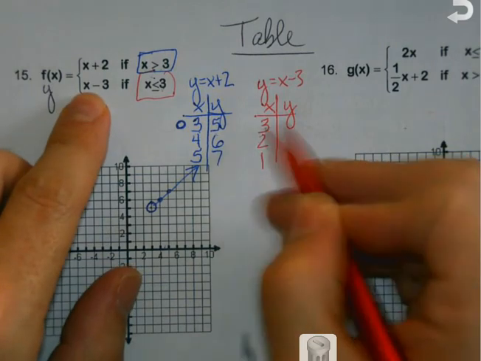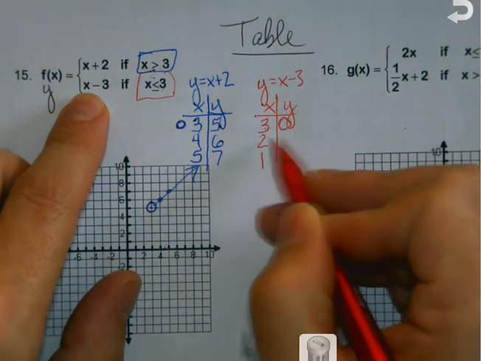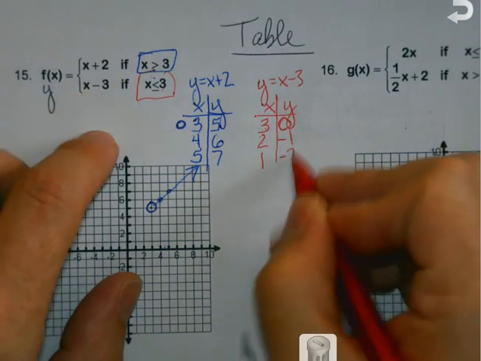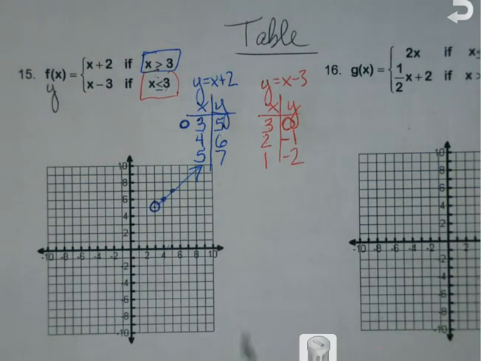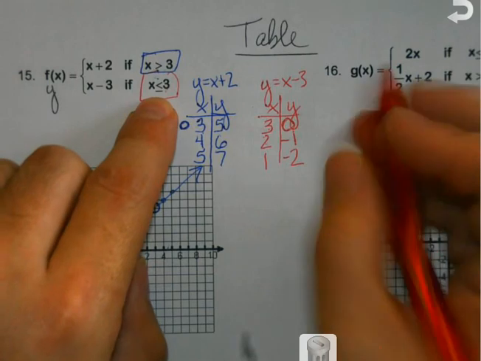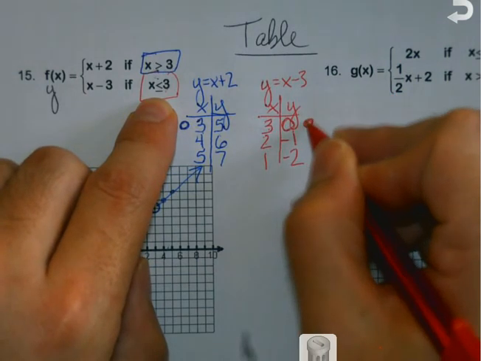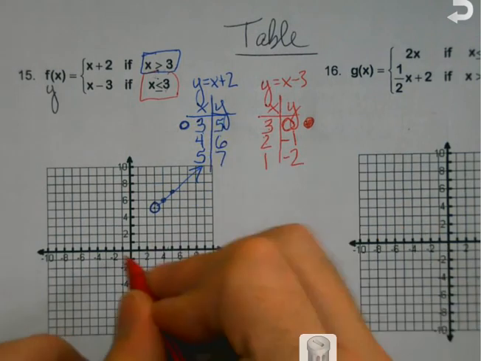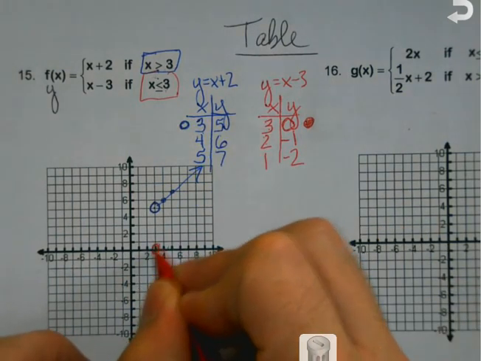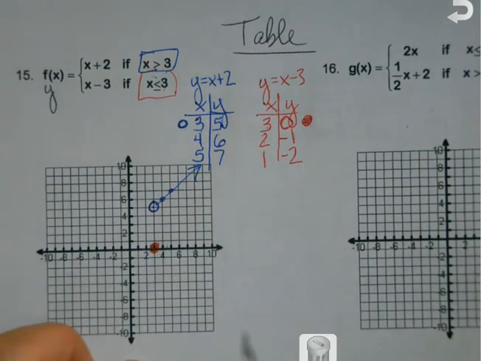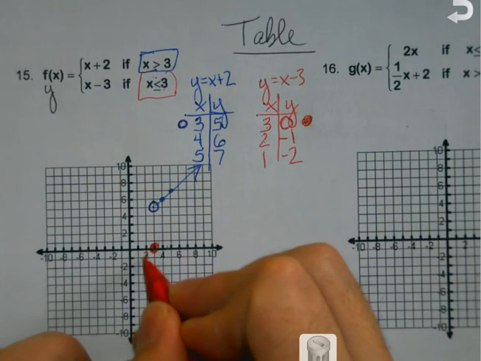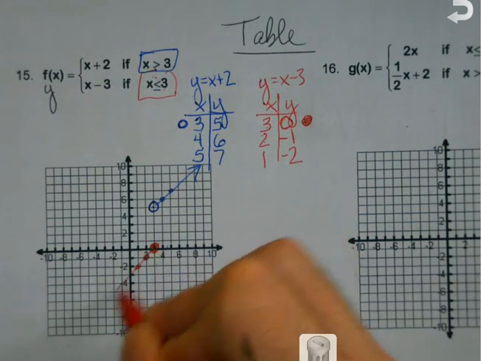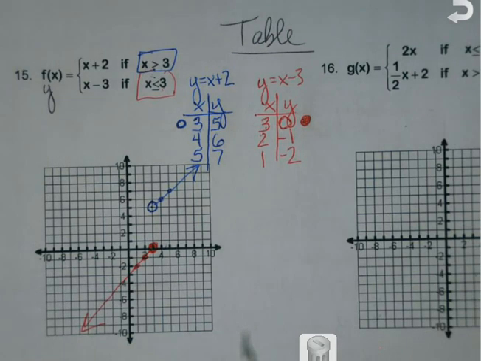3 minus 3 is 0. 2 minus 3 is negative 1. 1 minus 3 is negative 2. But this time, because of the or equals, it's going to be a filled in dot. And I just do that on the chart to remind myself. So 3, 0, nice big filled in dot. 2, negative 1. 1, negative 2. And go from the big dot to the littles and connect the dots. Done.